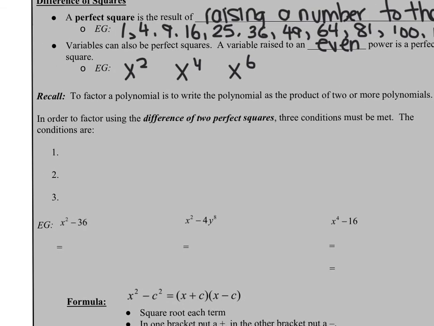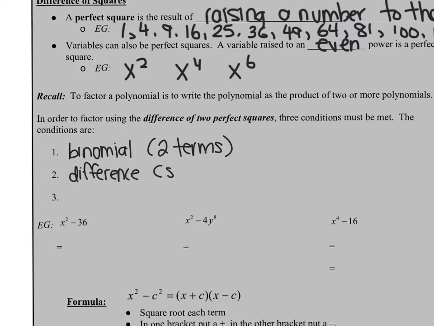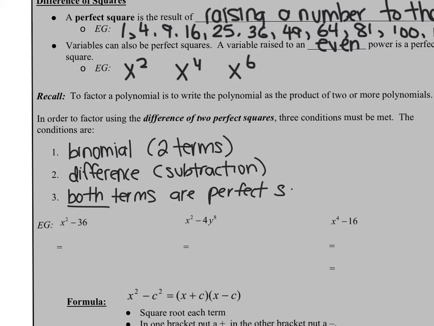So criteria 1 for a perfect square or a difference of squares. Number 1, it's a binomial, so 2 terms. Number 2, it's a difference or subtraction. And number 3, both terms, and that's important, both of them are perfect squares. That's why you need to be able to identify perfect squares right away. So you need to know 1, 4, 9, 16, the numbers we came up with at the top.